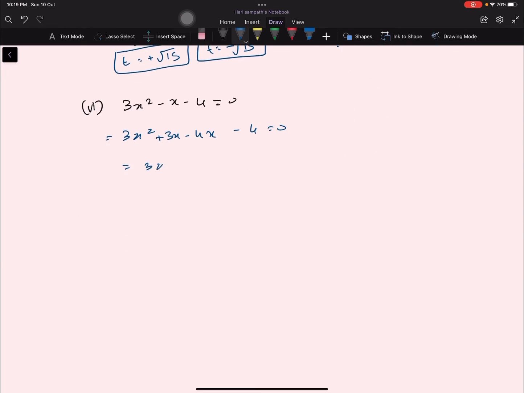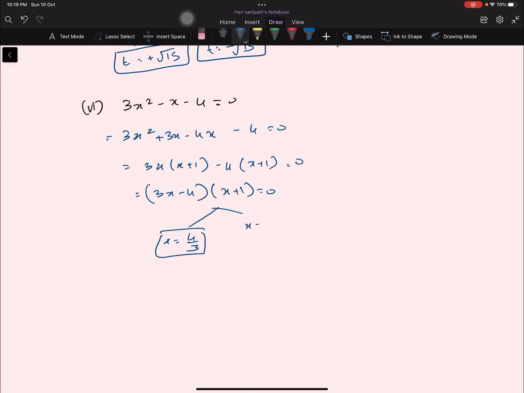So 3x will be common. Then you get x plus 1. Here minus 4 will be common. You get x plus 1. 3x minus 4 and x plus 1 equals 0. x is equal to 4 by 3. x is equal to minus 1.